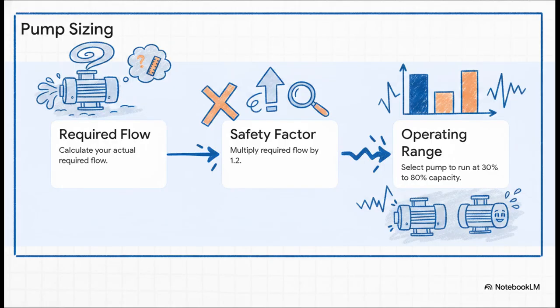Here is a huge pro tip. Never, ever buy a pump rated exactly for your calculated flow. Apply a 1.2 times safety multiplier to ensure you aren't just maxing out that motor day in and day out. Plus, you really want to make sure your regular everyday operation sits somewhere between 30 and 80% of the pump's maximum capacity. If you drop below 30%, you get pulsation and control errors, but if you push it above 80% constantly, you're just stressing out the seals.